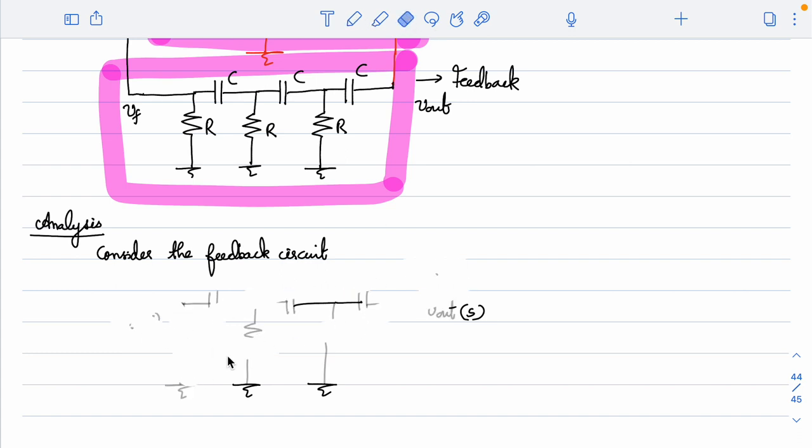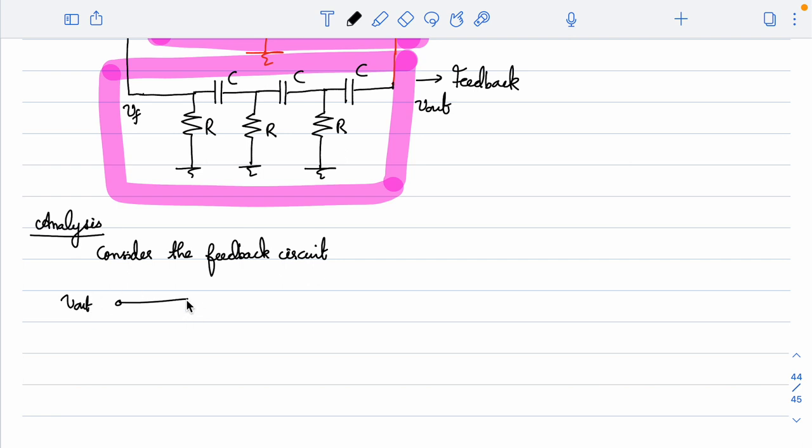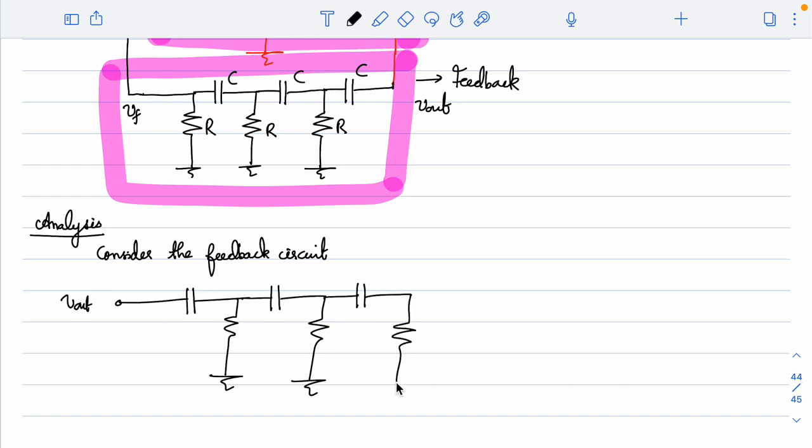For the analysis's sake, I'll draw it in the normal way. So this is your Vout, capacitor, resistor, and the second capacitor, resistor, and then the third capacitor and resistor. And this is VF. As I mentioned, I'll be writing in the Laplace domain, S. Now in the Laplace domain, how can I write the Laplace equivalent of a capacitor C? Yes, it is 1 by SC. This is R, this is 1 by SC, this is R, 1 by SC, and this is R.